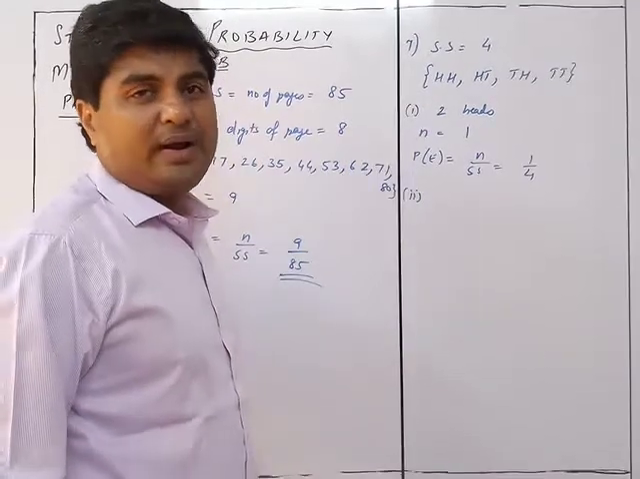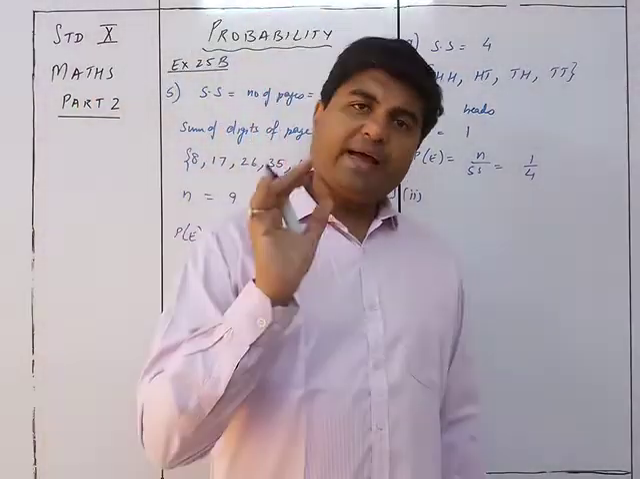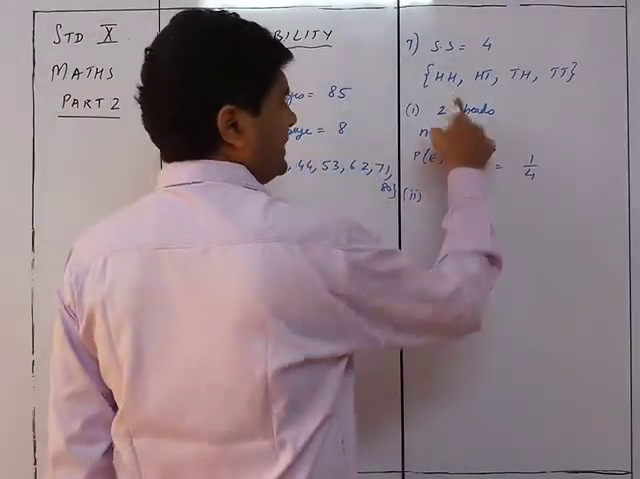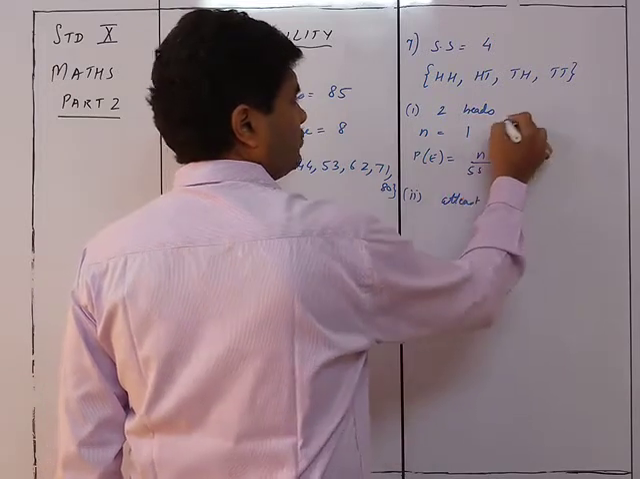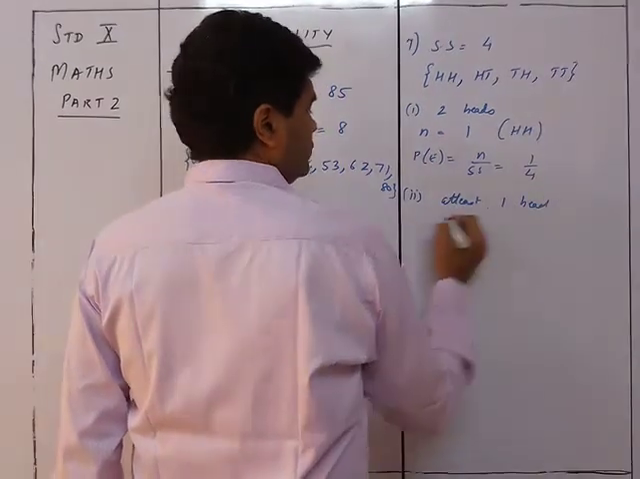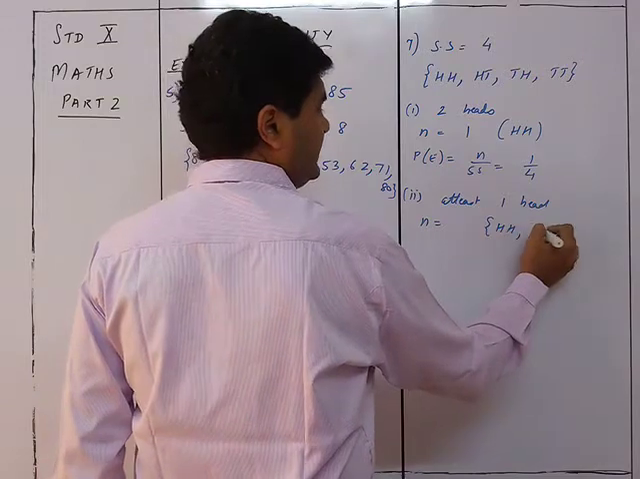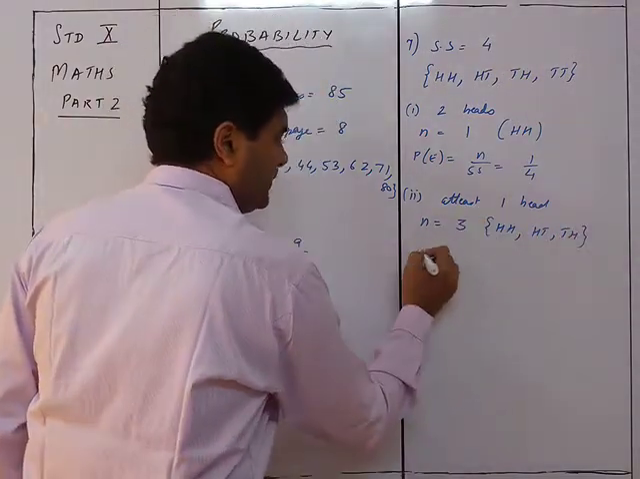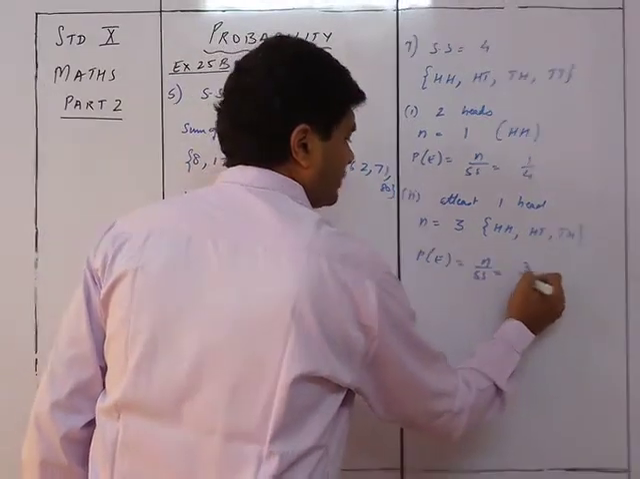Second part, at least one head. At least one head means what? One head should be there. If 2 are there, that will also work, but at least one should be there. Now this was HH. At least one head, so n will be equal to 3: HH is possible, HT is there and TH is there. So P(E) will be equal to n upon S, which is 3 upon 4.